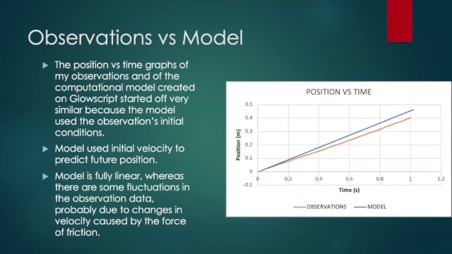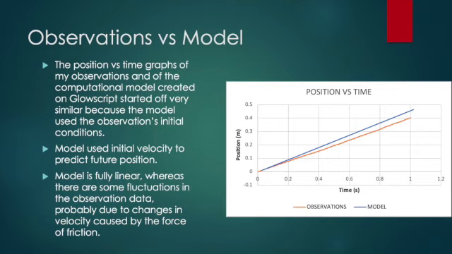So when we compare the position versus time graphs of my observations and of the computational model created on GlowScript, they started off very similar because the model used the observations' initial conditions, but as time went on we could see that there was a change in the two. This may be because the model used initial velocity to predict the entire motion of the object, whereas the observations use the actual velocity, not just the initial velocity, to change its motion.